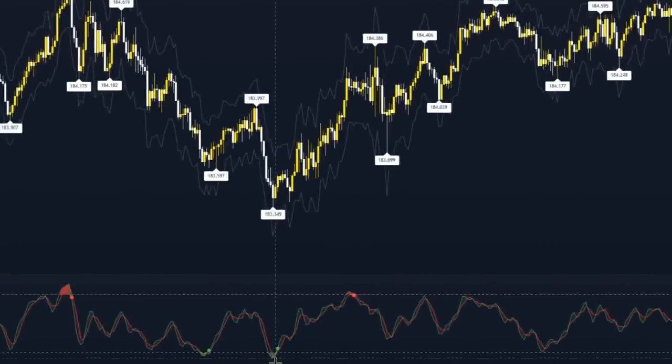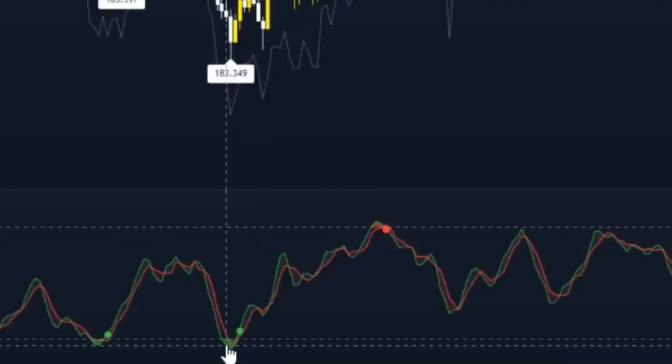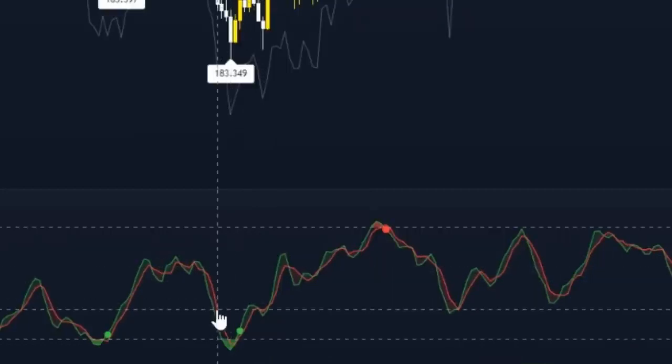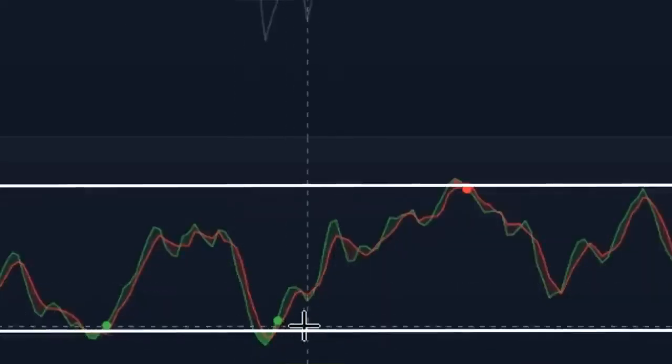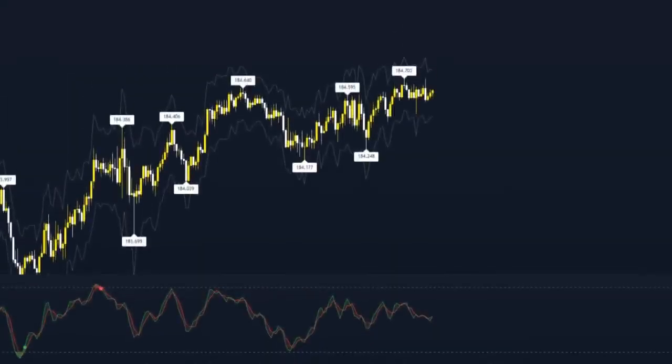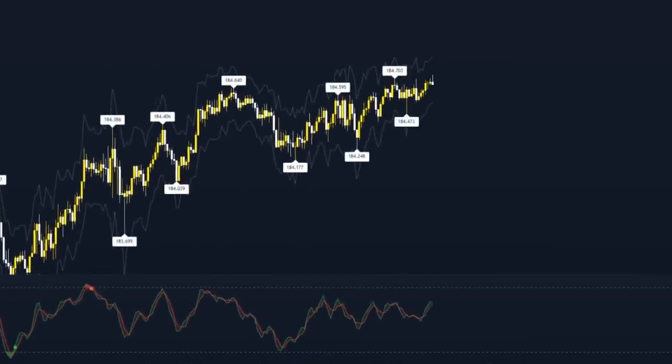And for our entry signal, we want to wait for this multiple RSI to go outside of the overbought or the oversold zones. That is outside of these lines right here, and then to come back in and give us a dot for a confirmation of entry. So let's move forward and see when this happens.